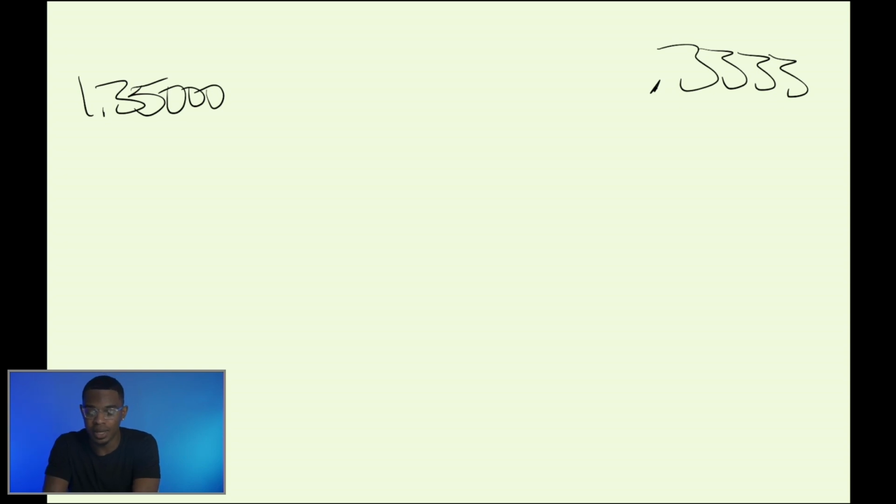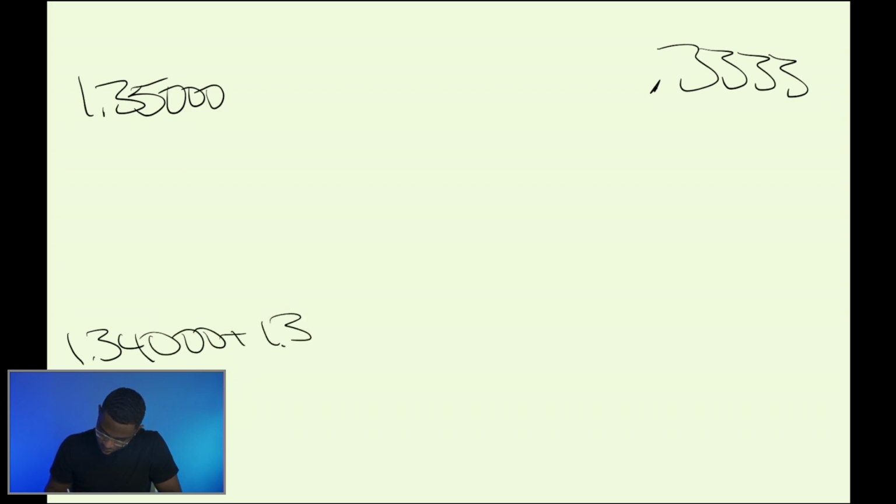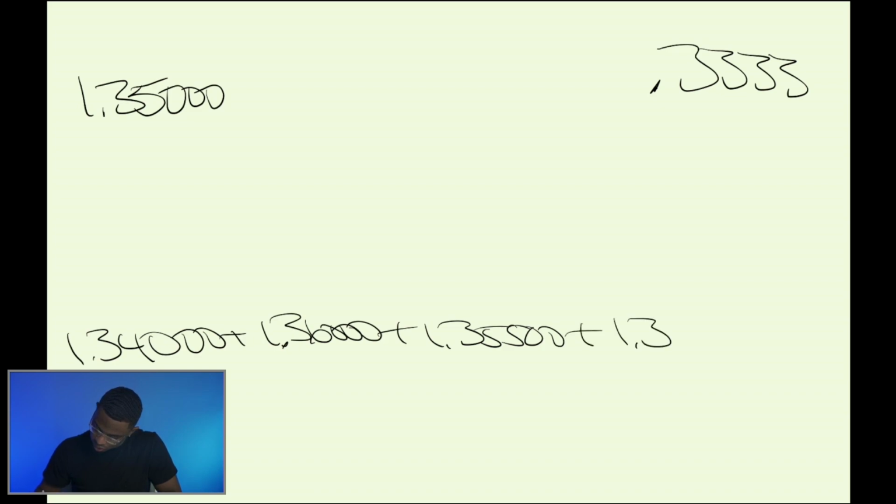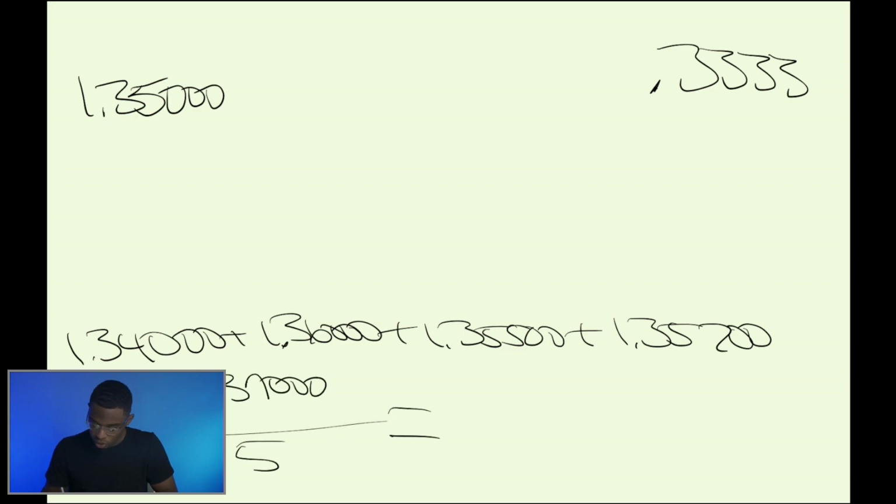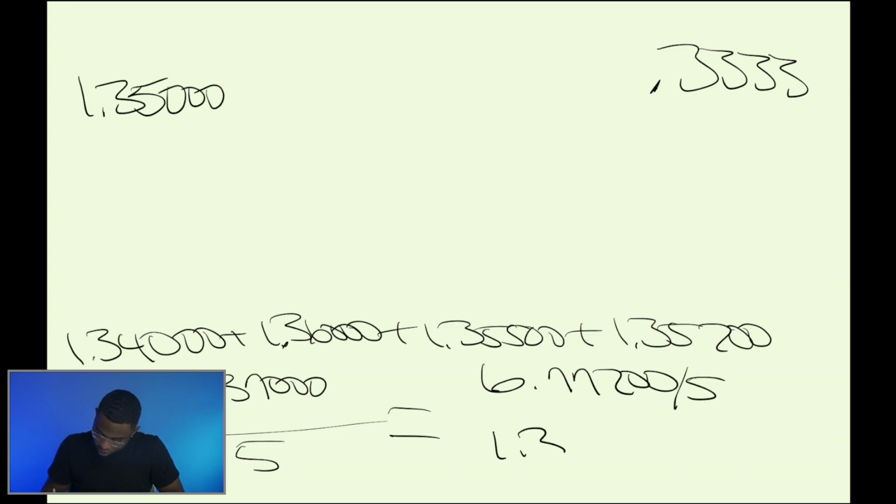So let's say the last 5 days was like, I'm gonna take my iPad down so I can actually write on it. 1.34000 plus 1.36000 plus 1.35500 plus 1.35200 plus 1.37000, right? You do that and divide it by 5. I'm just gonna do it on my calculator really quick and give you guys the answer. 6.77200, right? You divide that by 5. 1.35440 is the average closing price of the last 5 days. So that's the SMA, right?